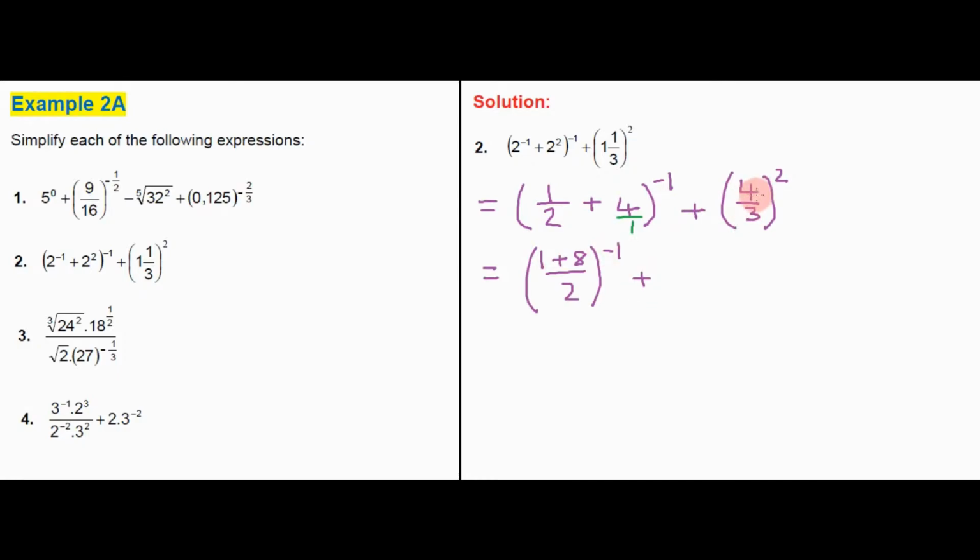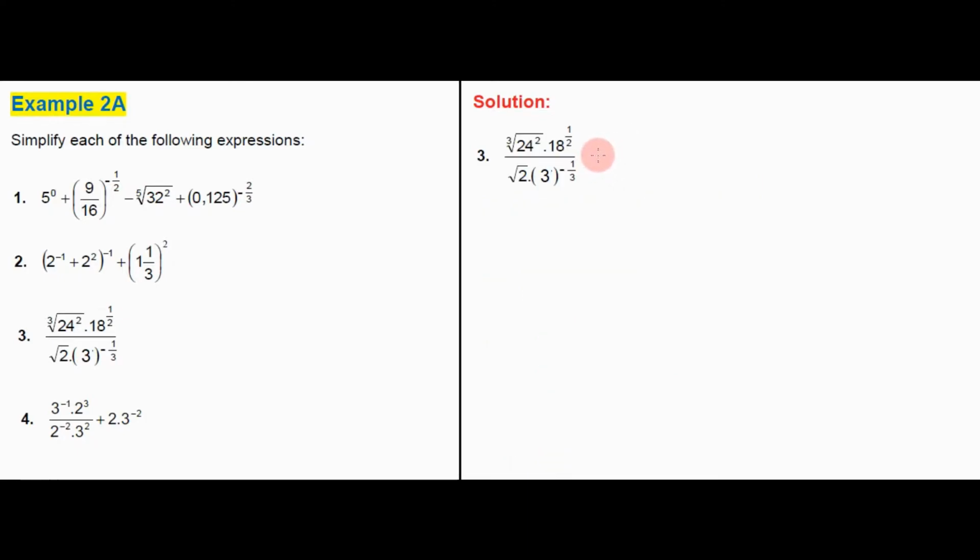We can apply the power here to both the numerator and the denominator. So it's 4 squared, which is 16, over 3 squared, which is 9. So here we have 9 over 2 to the negative 1. Now we can invert the fraction and the power becomes positive. So 2 over 9 to the positive 1, or just 2 over 9, plus 16 over 9, and this is 18 over 9, which of course is 2.